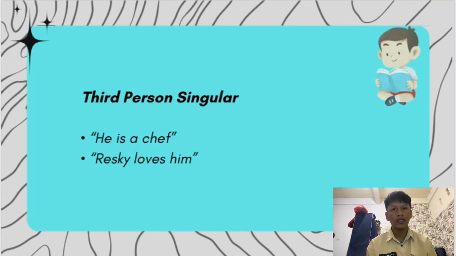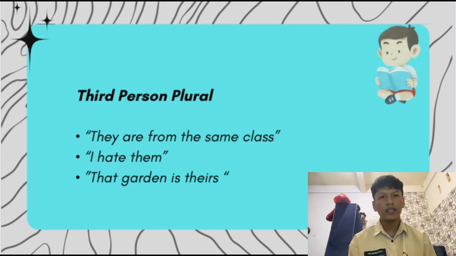The next is third person singular. The pronoun used in the third person singular is he, she, and it. This situation happens when we talk about someone who is not present between us. For example, he is a student, Reski loves him. The next is third person plural. The pronoun used in the third person plural is they, them, and their. The situation that occurs is when talking about more than one person, two or more people who are not present between us. For example: they are from the same class, I had them, and the garden is theirs.